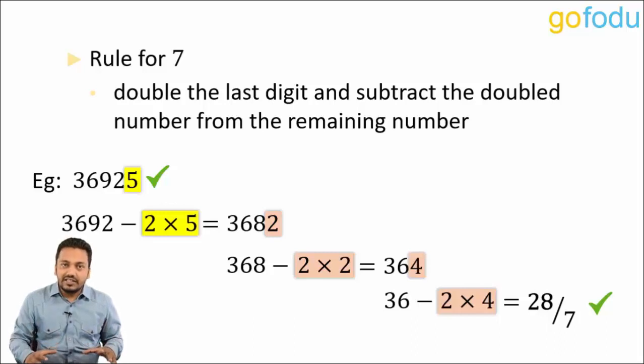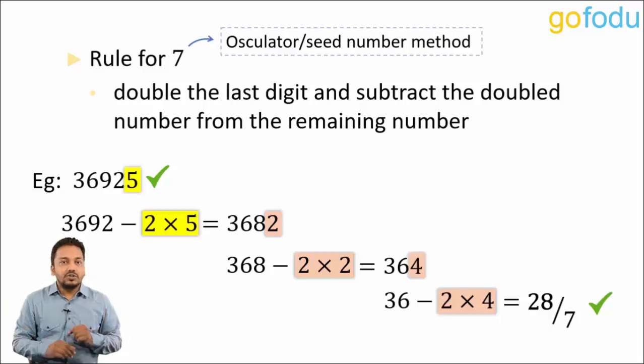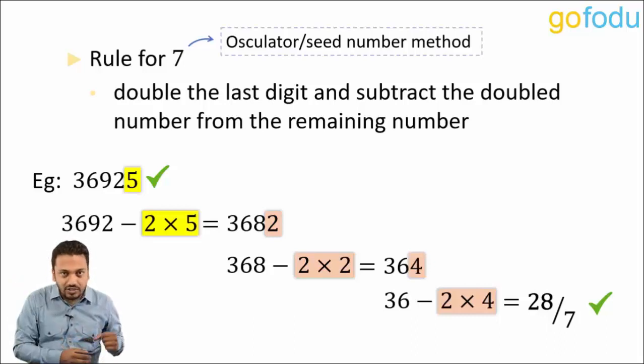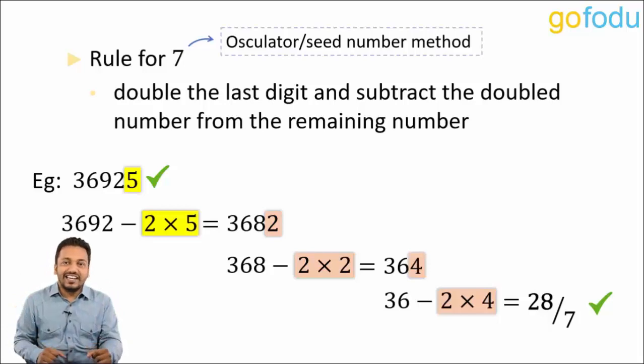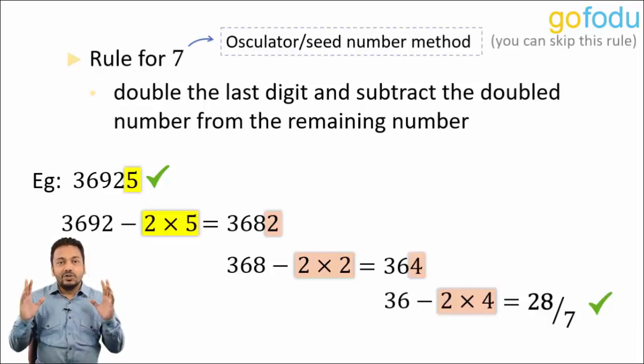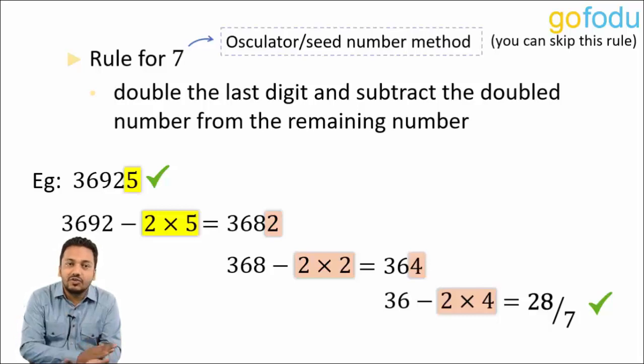Now this method is called the osculator or seed number method. There is a different seed value for different numbers, and that value is used to multiply with the last digit, and depending on the rule we either add or subtract the final value. And what? You don't like it? Well, I don't like it either. In fact, you are never going to use it. This I can promise you. 99% chances you are never going to use it.